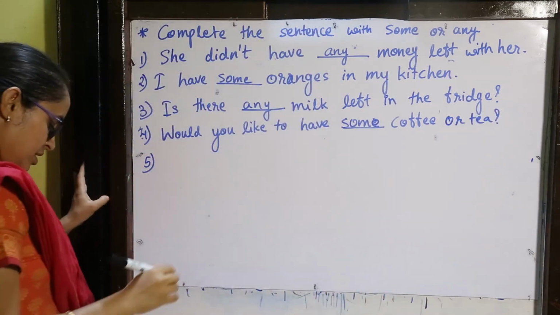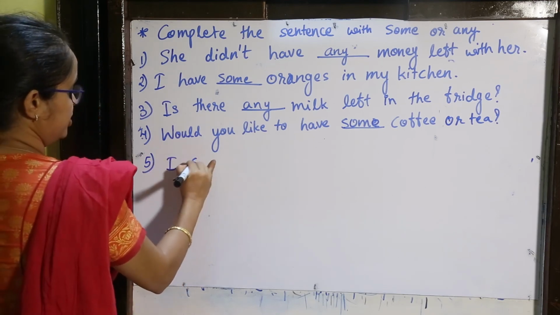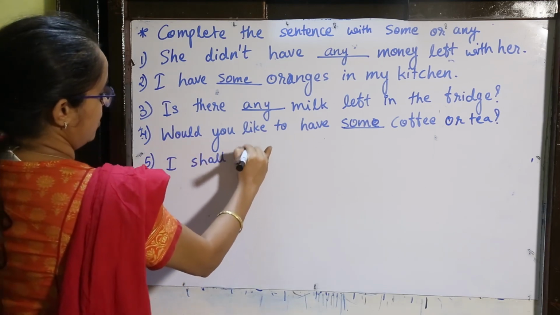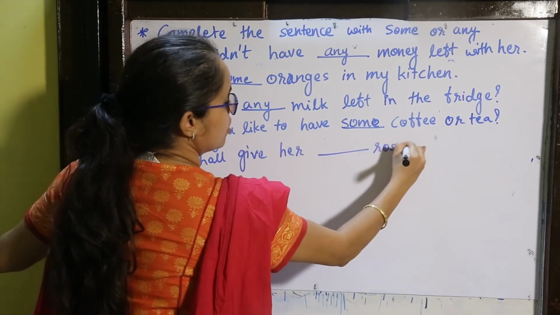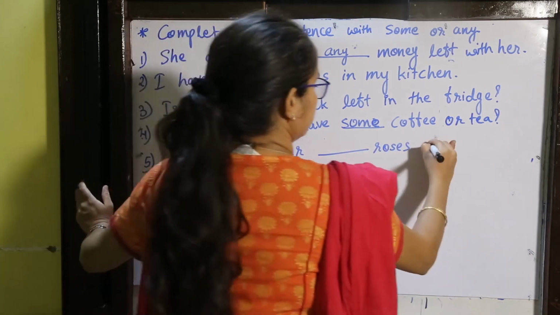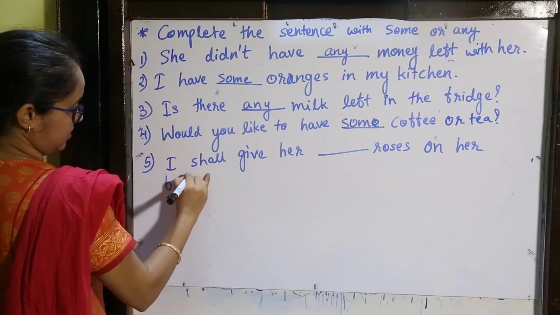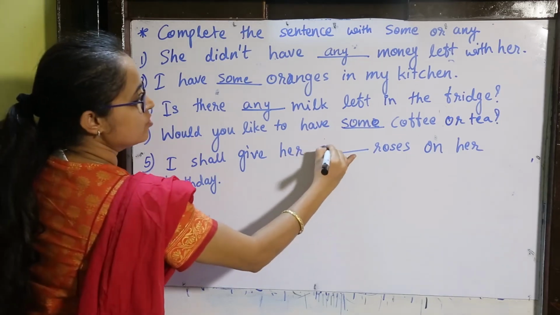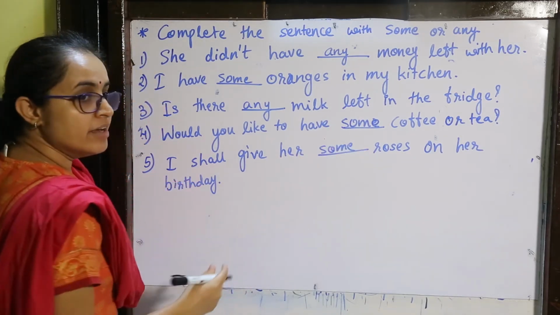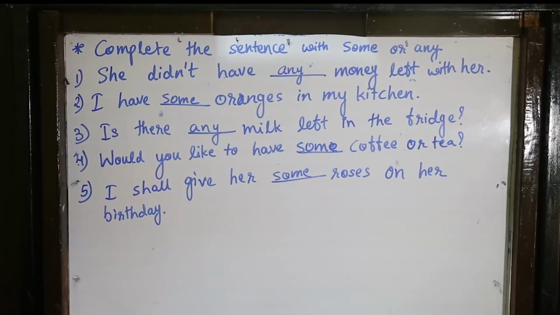Okay. Now last one. I shall give her roses on her birthday. Now here you must use some roses. Any roses will not come. The reason is that you are giving. You have said that I will give. This is a positive sentence. So you have to use some.